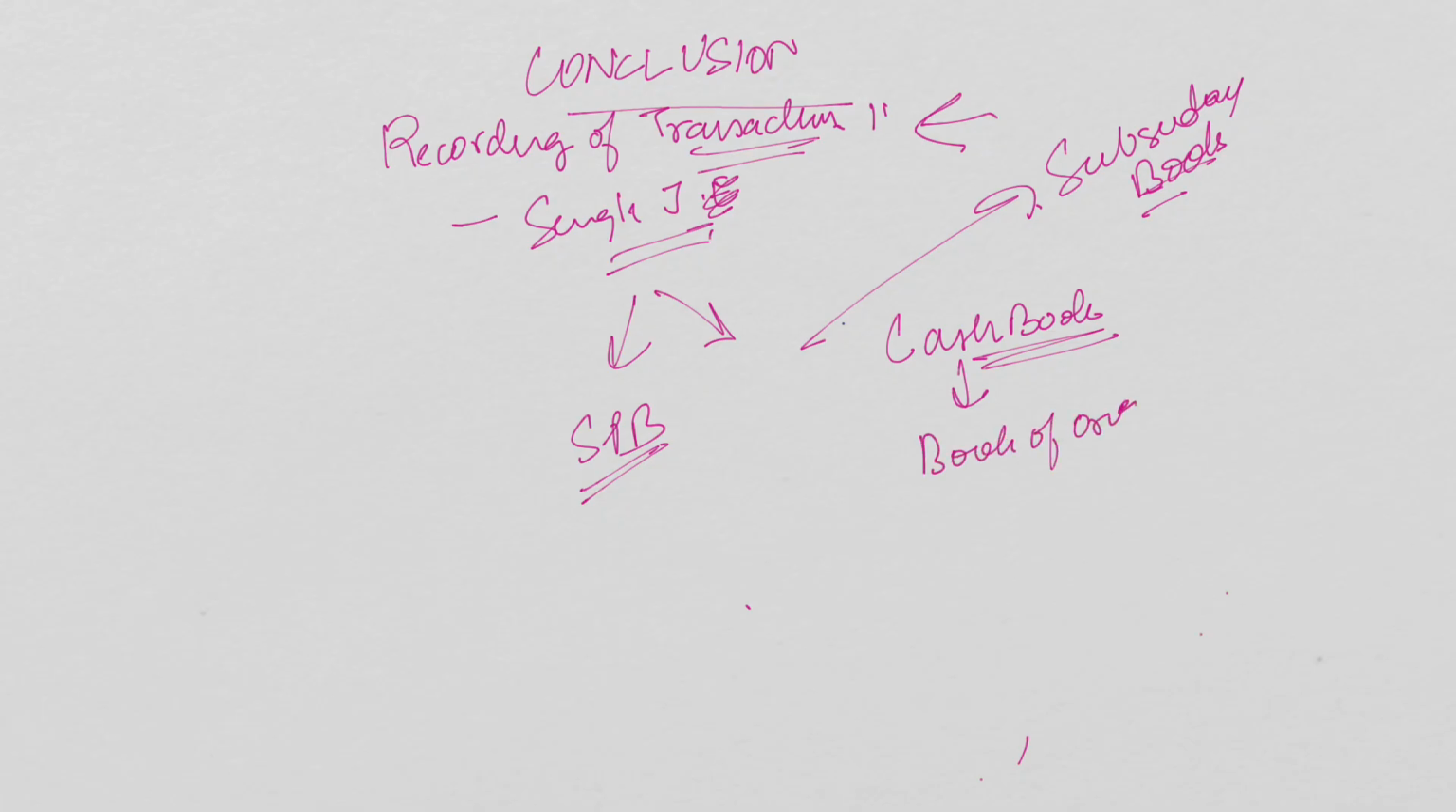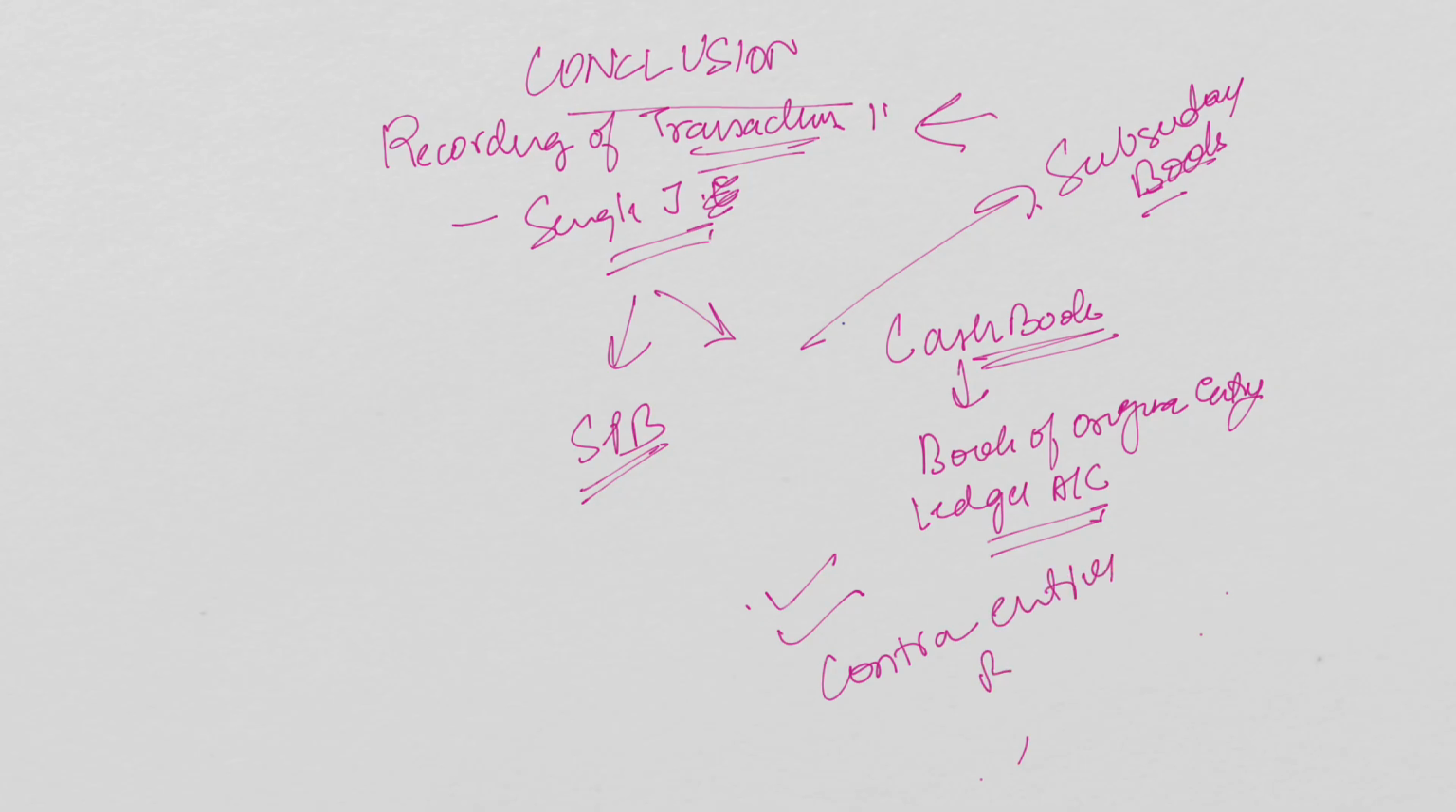We studied the cash book, which is unique because it serves both as a book of original entry as well as a ledger account. We learned about single column cash book, double column, and important concepts like contra entries and bank overdraft. We also understood petty cash book, especially the imprest system, which ensures control over small expenses and improves internal efficiency.